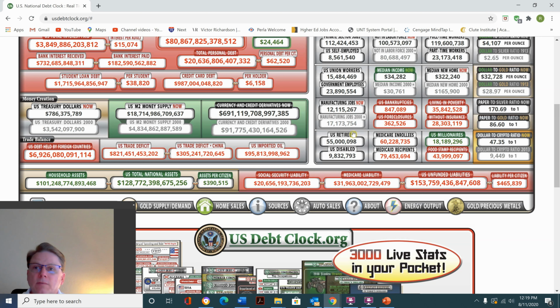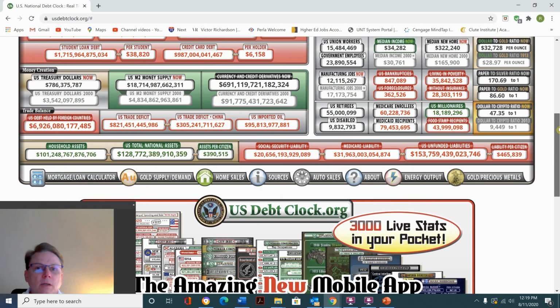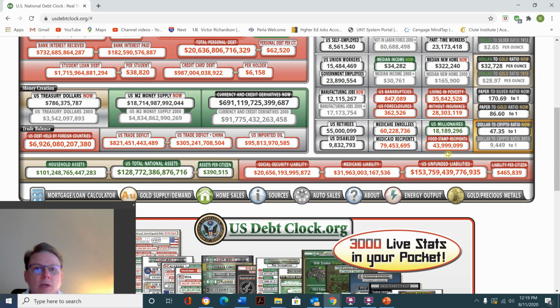versus 2000. We've lost 5 million manufacturing jobs. I was looking for balance of trade. It's here somewhere. Here it is, trade deficit. So our trade deficit is $821 billion this year. So that means we bought $821 billion more goods than we sold to other countries. The trade deficit just with China, which is part of this 800, is $305 billion. So what is that? 3/8 of our trade deficit is with one country, China.